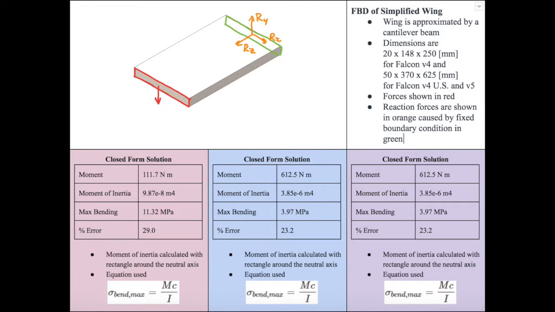The maximum stress in the Z direction for the Falcon V4 was 14.6 MPa, while the closed-form solution was 11.32 MPa. For the upscaled Falcon V4 and Falcon V5 models, the maximum stress was 3.05 MPa, while the closed-form solution was 3.97 MPa.